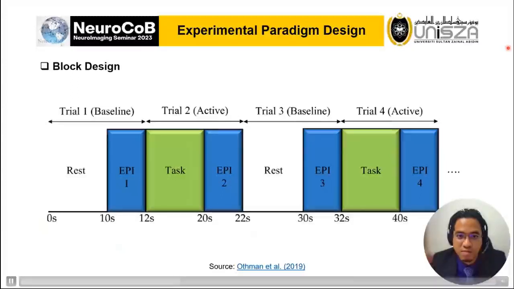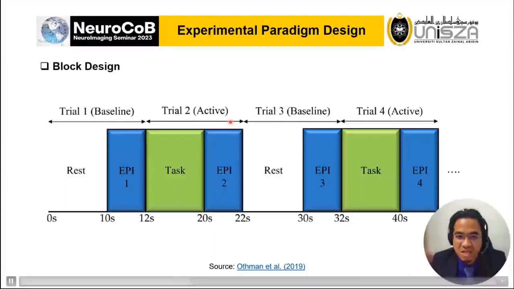Here, I'm showing you the block design that I used in my PhD project. You can see that trial 1 is actually condition A. From 0 second to 12 seconds, trial 1 is one condition, where I measure the participants' brain activity at rest, meaning they were not doing any task. And in trial 2 here, it can be considered as condition B, the active condition. It is where I measure the participants' brain activity while they were performing a memory task.